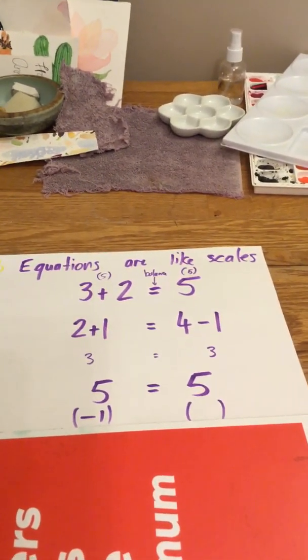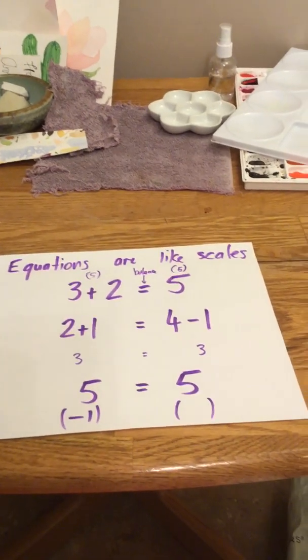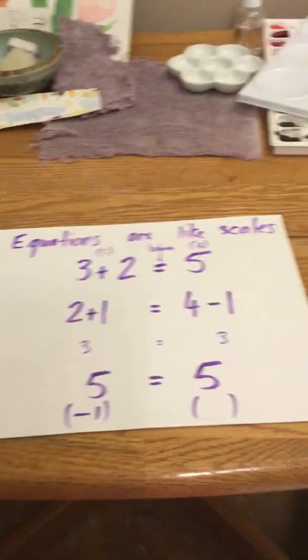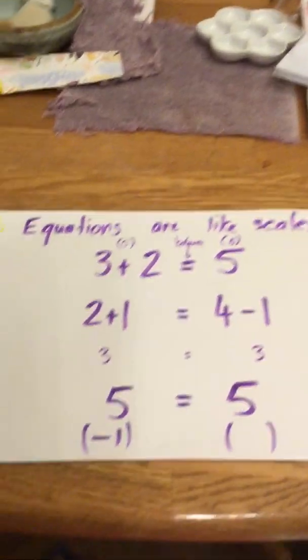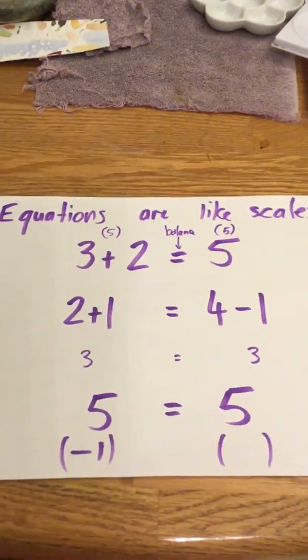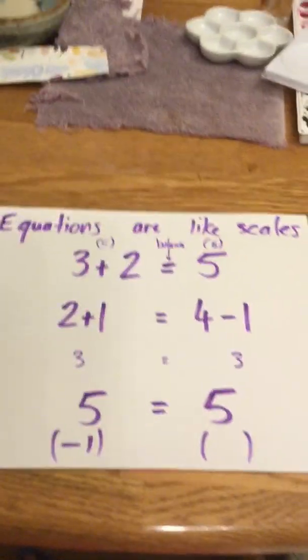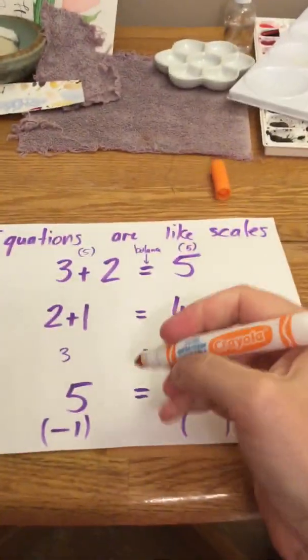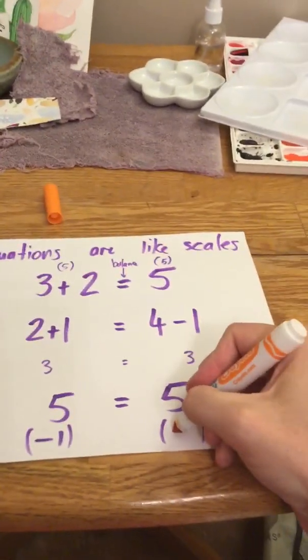So if I had 5 on one side and 5 on the other, and I subtract 1 from the left-hand side, what am I going to have to do to the right-hand side? Okay, it's pretty obvious. I'm going to have to subtract 1.